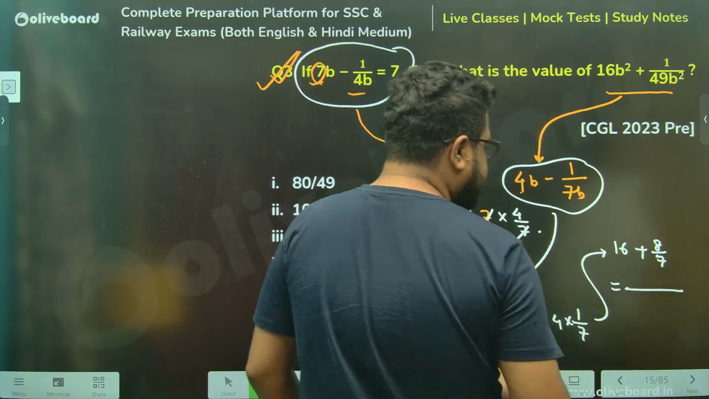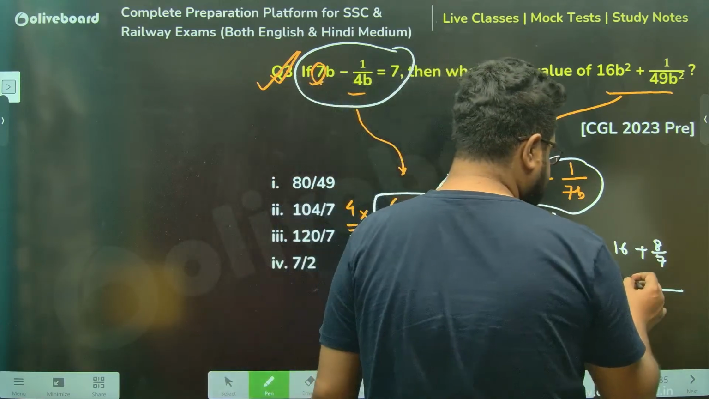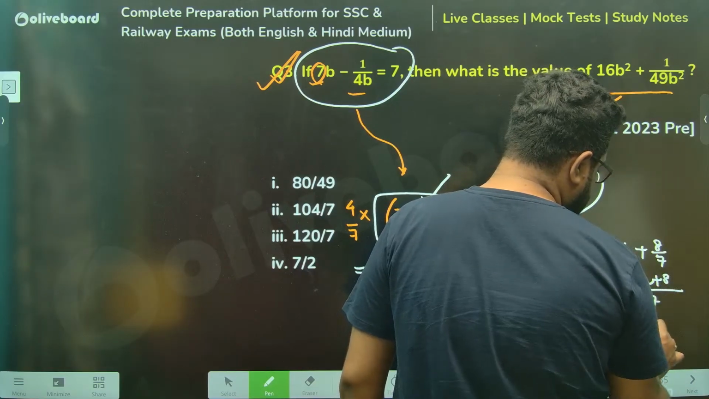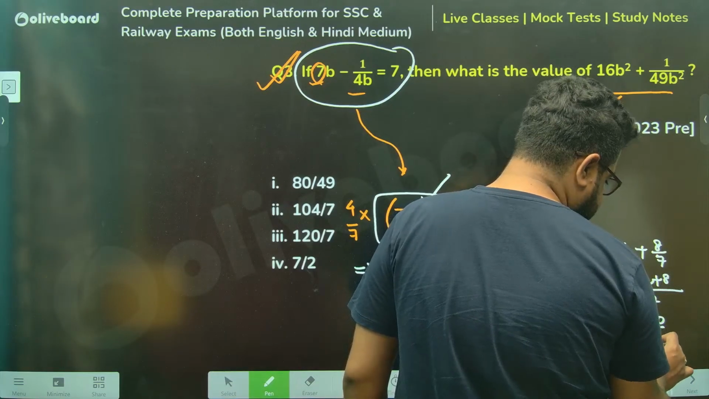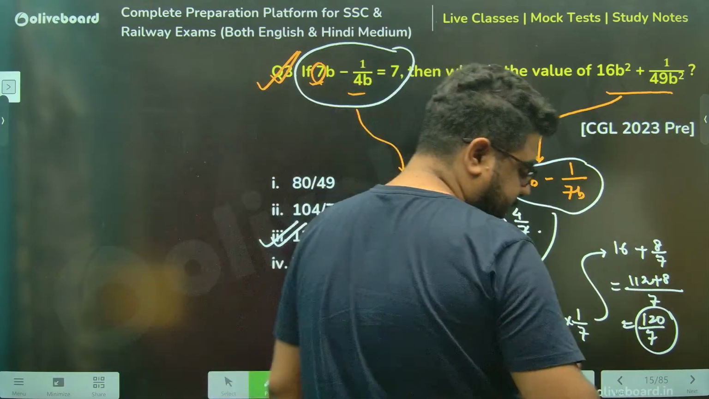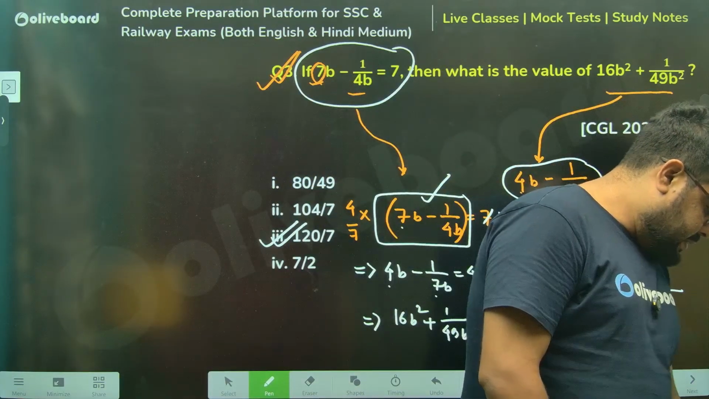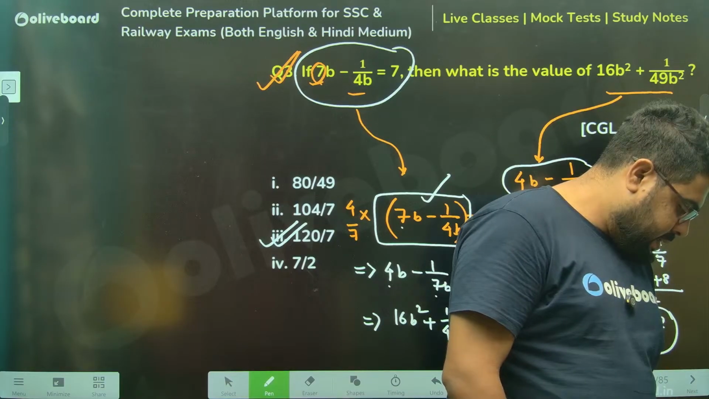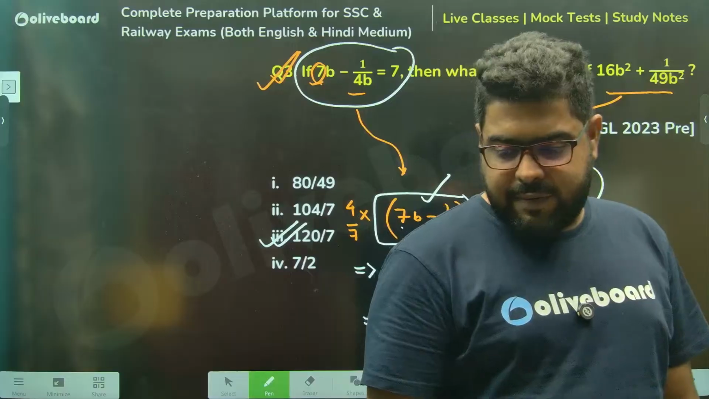So just calculate. This is 112 plus 8 by 7, which is 120 by 7, sir. That's your answer. Option C, sir. Option number C is the answer. Yes, I made a mess of the coefficients. That's the problem. Clear, everyone?